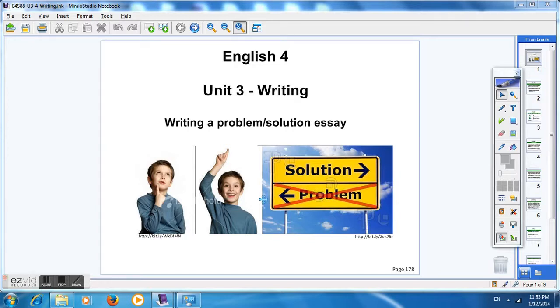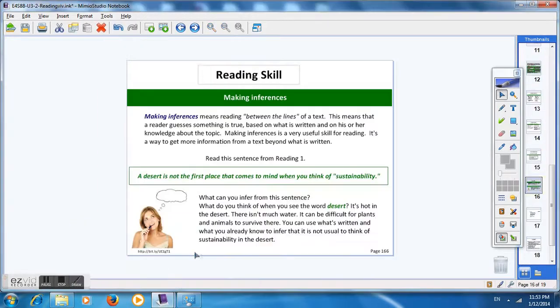But before the lesson proper, if you can remember, we have like 3 pages left when we have the reading practice, reading 1. So could you please go back to page 166, reading skill. Reading skill, making inferences.